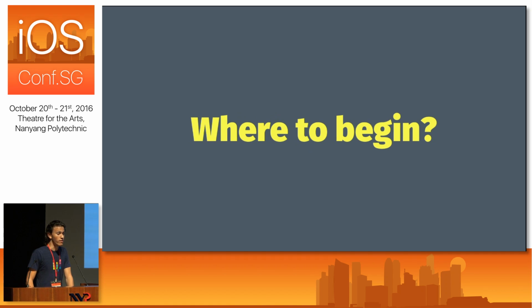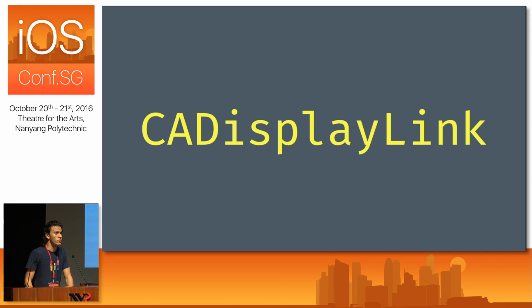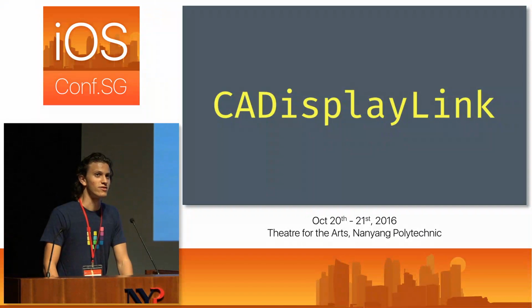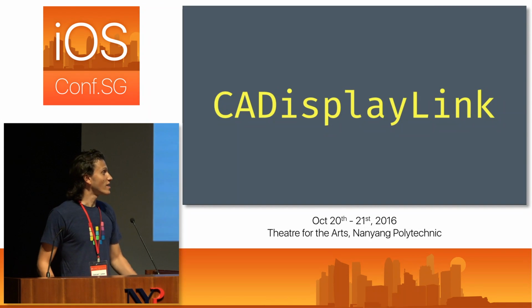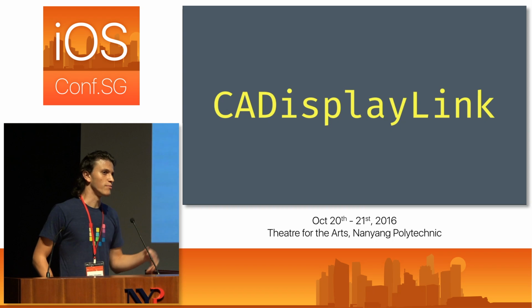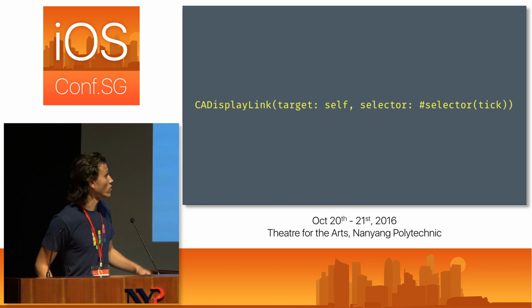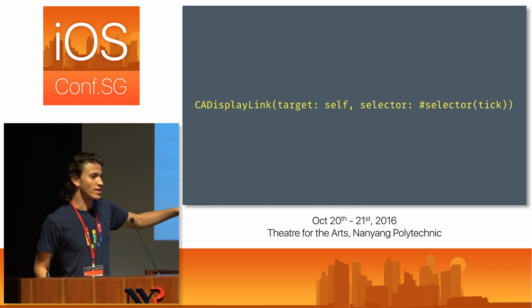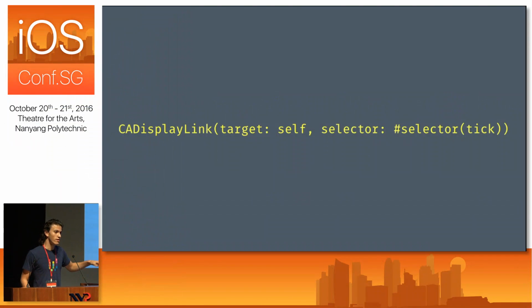But where would we begin? It all starts with something called CADisplayLink. By a show of hands, how many of you are familiar with CADisplayLink? Okay, so some of you. What a CADisplayLink does is it notifies you every time the screen refreshes. This is what it looks like. You create one, you give it a selector. This one's called tick. Some physics engines use the term step. But the idea is that every frame you want to calculate all of the new positions for every particle on the screen. So that's what a CADisplayLink does.